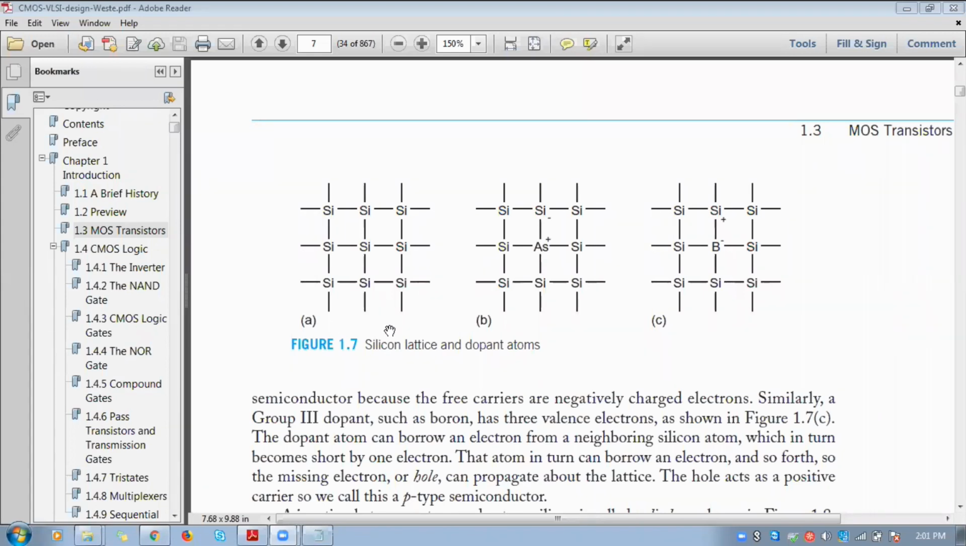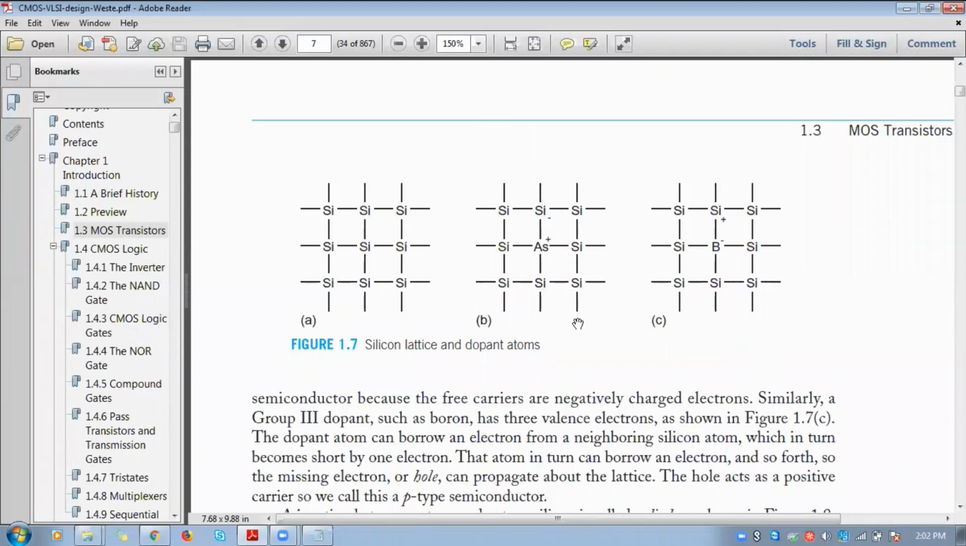If we want to create an nMOS, we need to have a P substrate. If we want to generate a PMOS, we need an N substrate. In order to create an N substrate, we have to dope it with group 5 dopants like arsenic, antimony, or bismuth. Here in this diagram, they have doped with arsenic, so you will be getting a free electron here.